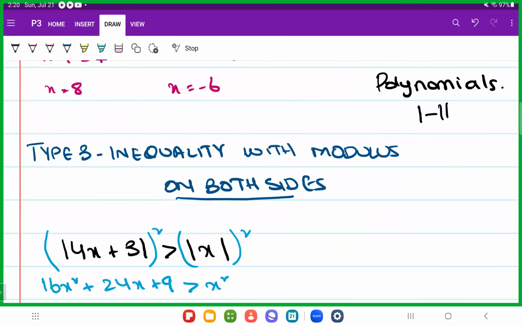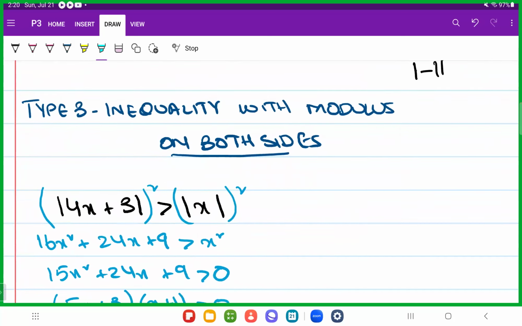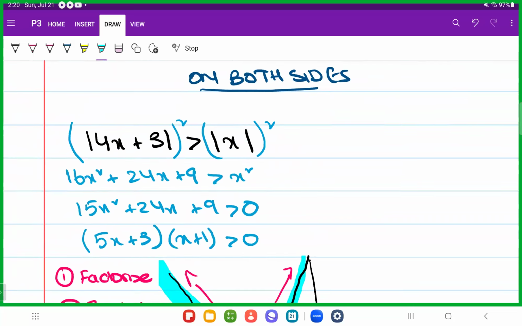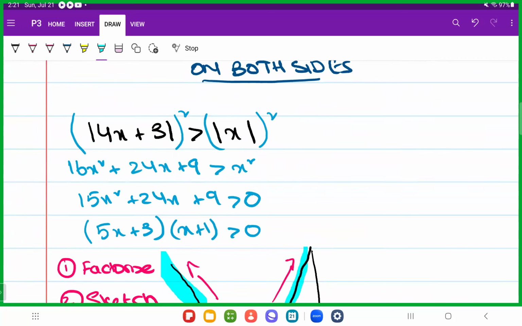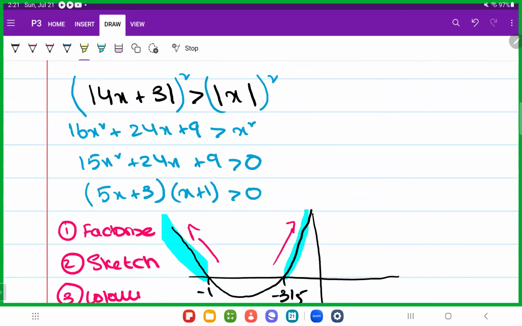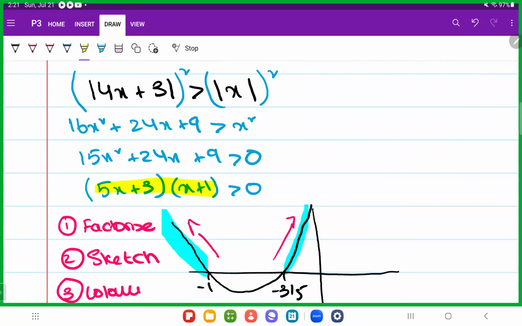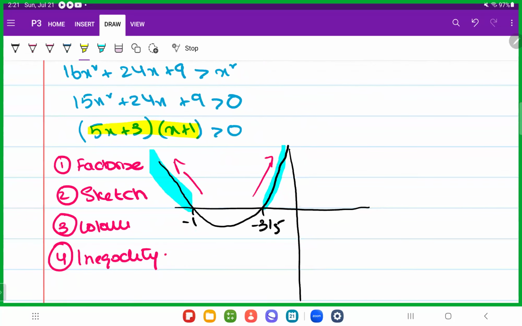Okay. Type 3 is when you have an inequality with modulus on both sides. Now you don't have an equals to sign, you have an inequality. So over here, you follow the same way. If you have modulus on both sides, you put a square on both sides. That is how you solve. When you reach the end, then you have to use your sketch to determine the values of the modulus function. So first of all, you factorize. Once you have factorized it, you sketch the function. How do you sketch the function?